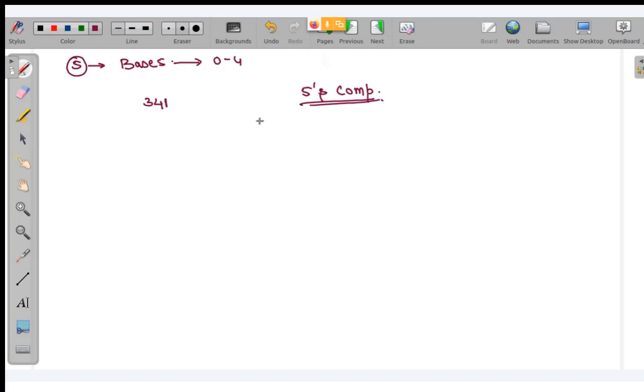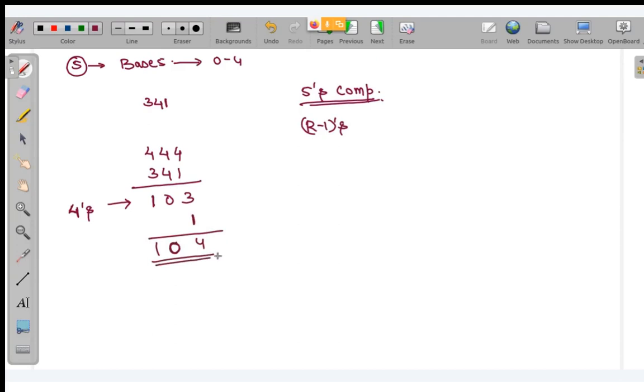Shubham is saying 214. So very simple. First you need to calculate 4's complement. R minus 1's complement you need to do. So here it will be 4's complement. So that will be 4 4 4 minus 3 4 1. So that will be 1 0 3. Okay, I am so disoriented now, I am having a tremendous headache. So this is 4's complement. Now to this add 1, so this will be 104.